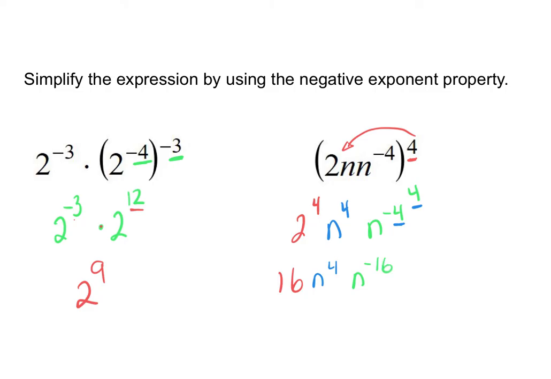And now I still have something extra to do because I have n and another n. This is the product property. I am multiplying these n's, so that means I can add my exponents. So 4 plus negative 16 is negative 12. Now I have one last step to simplify because I don't want a negative exponent. That negative 12 just means to move the n to the bottom. So my final answer is going to be 16 over n to the 12th power.